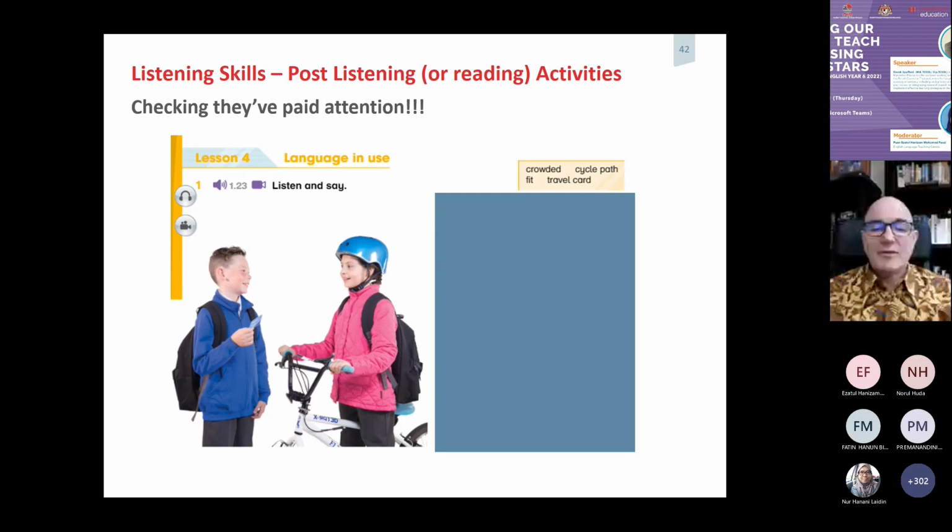Another great thing about this activity is it takes about 2 minutes to prepare. All you need is the script. That's it. And then at the start of the class, maybe while students are coming into class, or you're waiting for them, you just cross out some words, change the words for something similar, and you have a wonderful post-listening activity that is really effective at checking understanding.